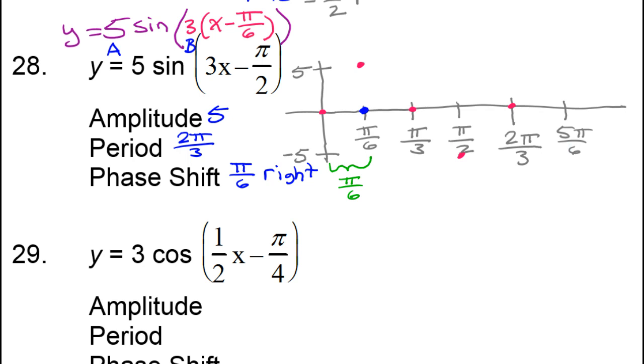Alright, so here I go. This point lands here. Now I'm just going to follow the rest of the sine pattern after that. Up to its highest point, back to the midline. Down to its lowest point, back to the midline. So this is what the final graph should look like.